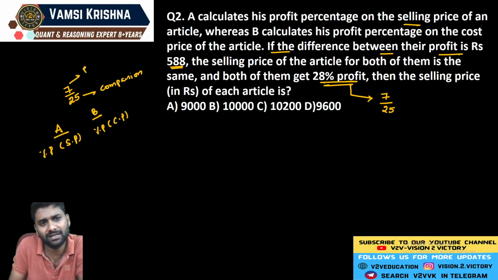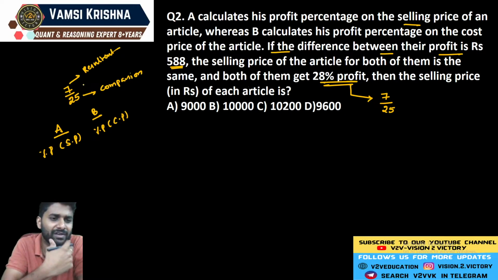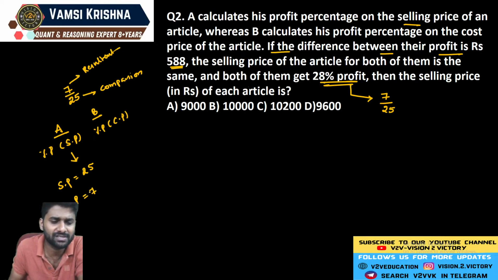And whatever the resultant, according to the information, you have to consider CP value and SP value. For example, A calculated profit percentage based on selling price. It means here selling price is exactly equal to 25 units. So here profit is 7 units. If selling price is 25 units, profit is 7 units. You already know that in any profit percentage, selling price is always greater than the cost price. So here the cost price of that article is exactly equal to 18 units. That is the first calculation. Next one.